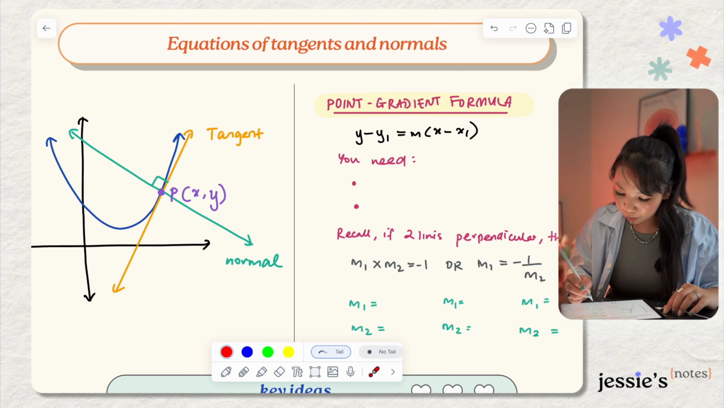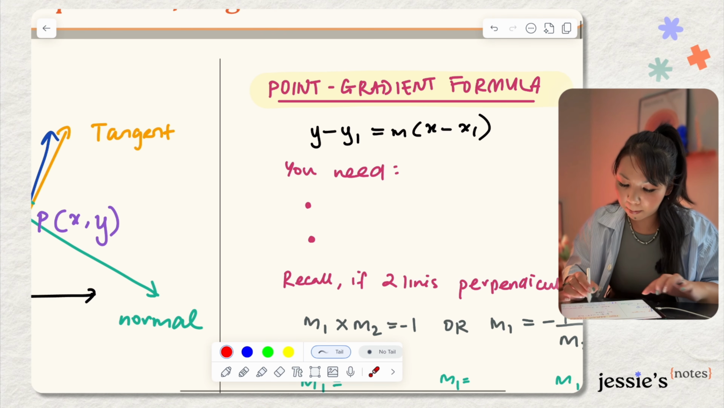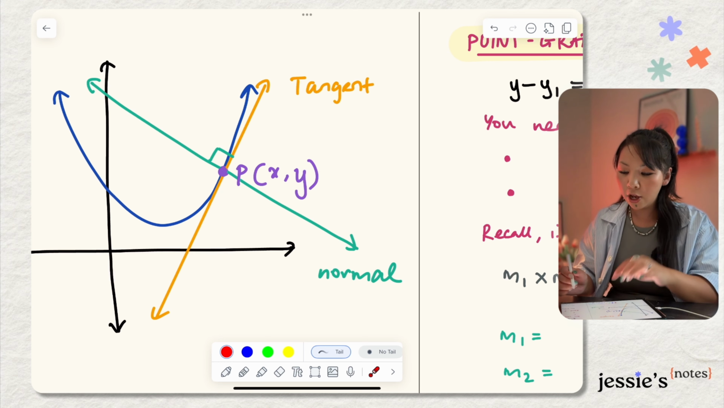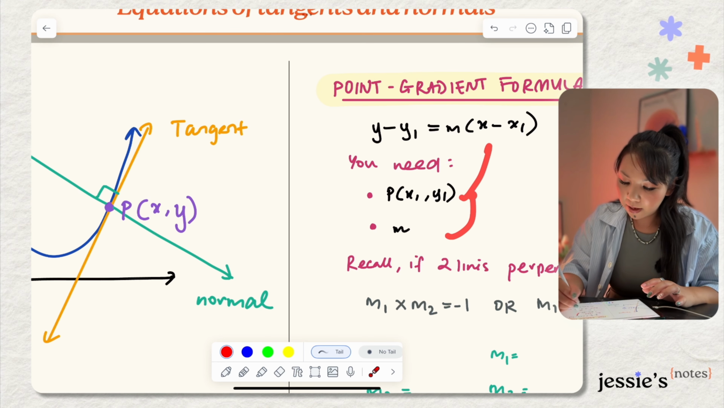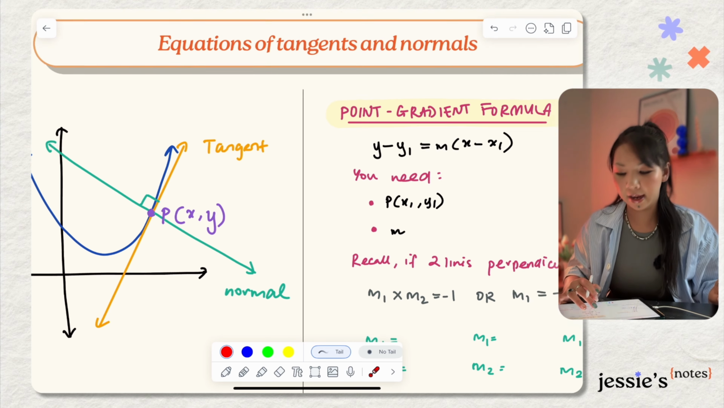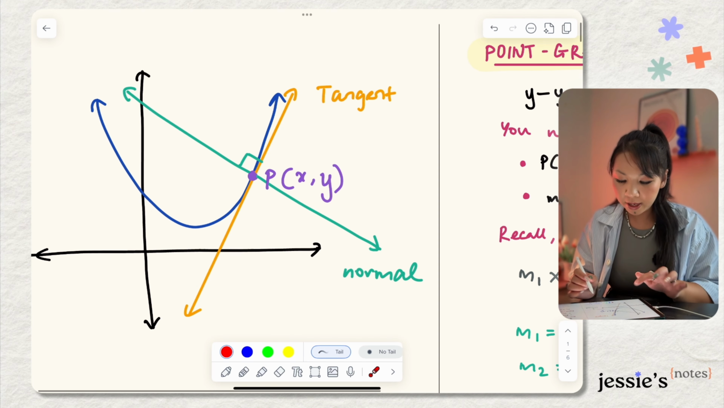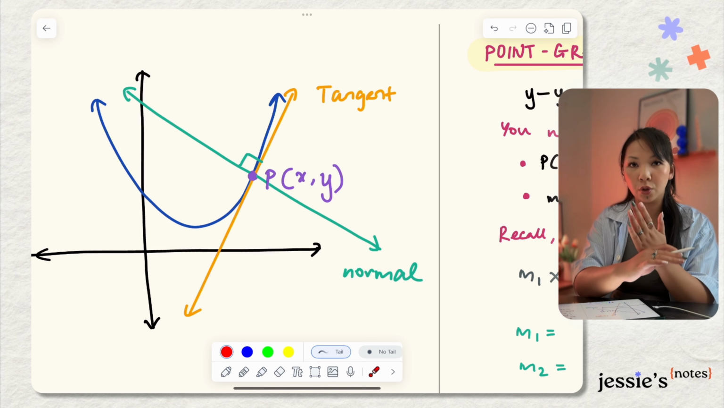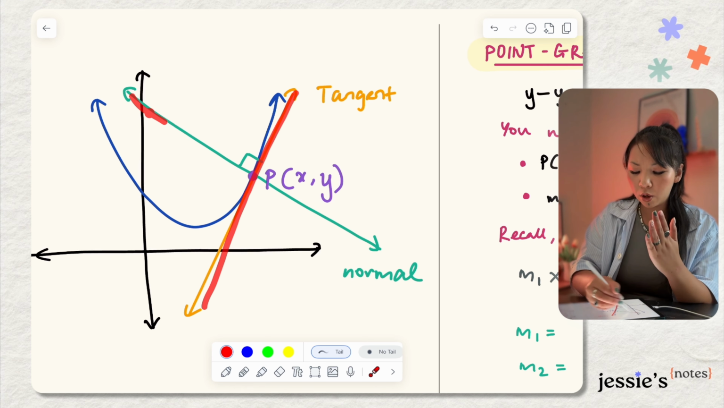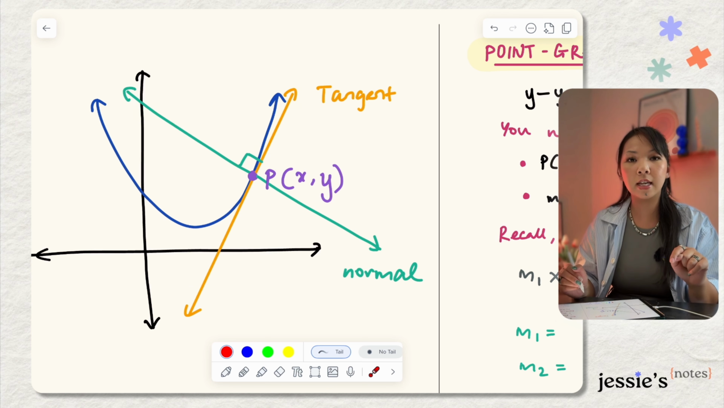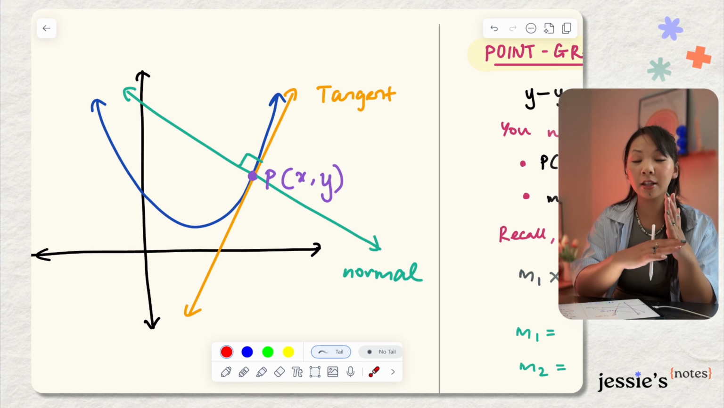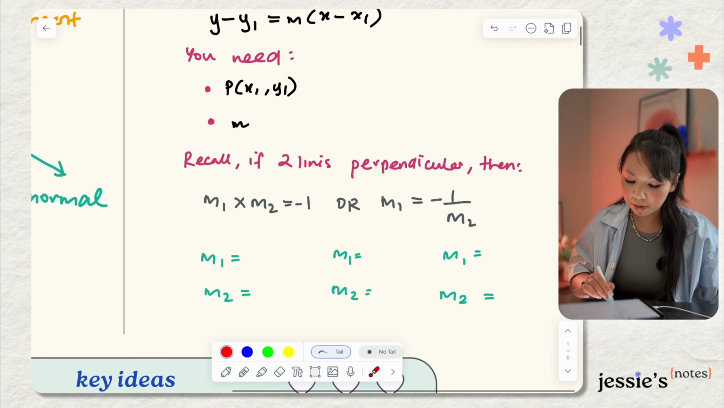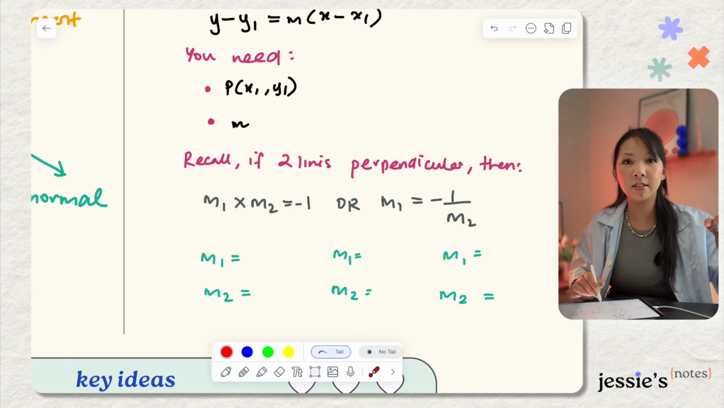Okay, so this point gradient formula says that if you have a point that the line passes through, and if you have the gradient of the line, you can substitute it into here, and it will spit out the equation of the line. Now, the normal is going to be the line that meets the tangent at 90 degrees. So now I want you to think, what concept can you recall which says that if you have two lines that are perpendicular to each other, what's their relationship? And their relationship is that the product of their gradients is -1.